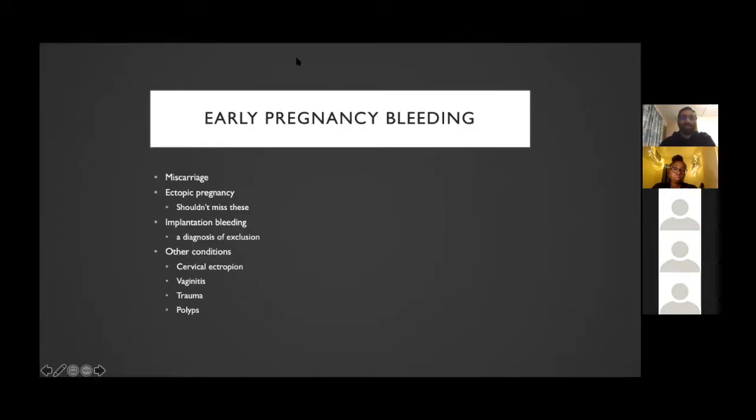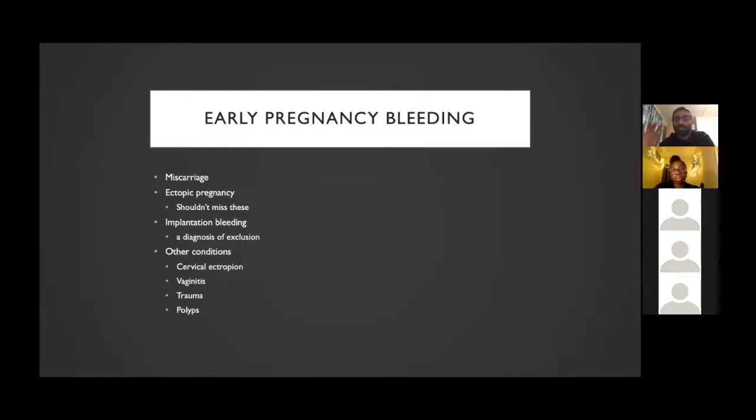So in terms of summing up early pregnancy bleeding, these are the common differential diagnoses: a potential miscarriage, ectopic pregnancy, implantation bleeding. Generally, implantation bleeding is a diagnosis of exclusion. So you want to rule out miscarriage, ectopic pregnancy, potential molar pregnancy, and any other gynecological conditions that could be causing it, such as a cervical ectropion. So when you do a speculum, you'd be able to see this.